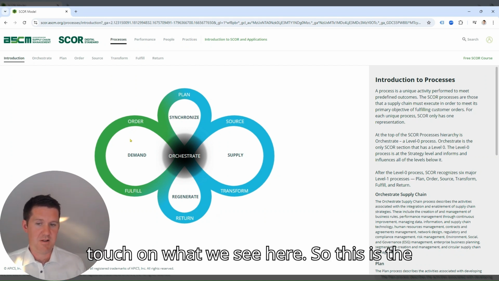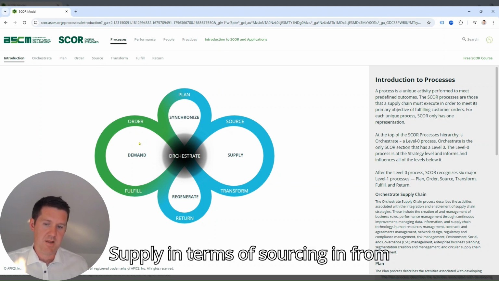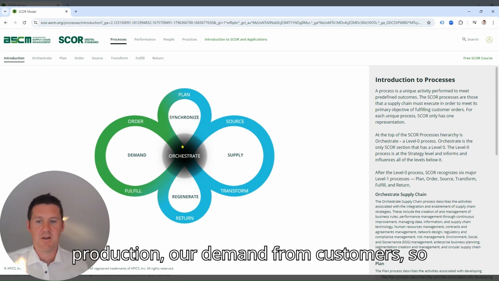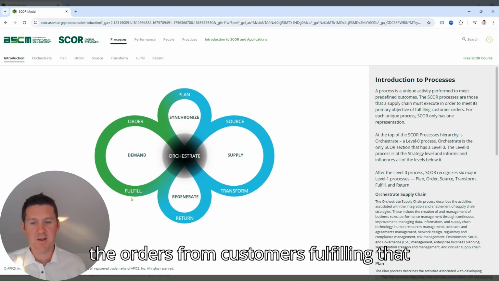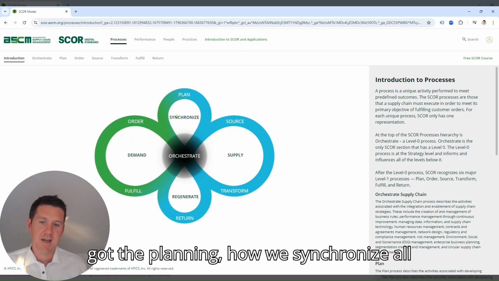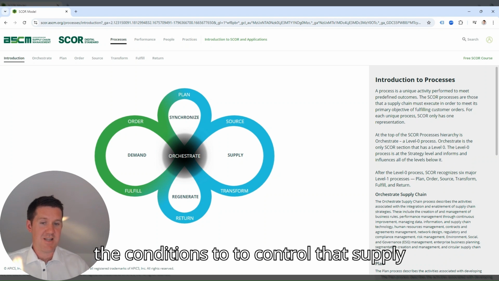and just to touch on what we see here. So this is the SCOR model, which covers supply in terms of sourcing in from external suppliers, transform, internal production, our demand from customers, so the orders from customers, fulfilling that demand. We've got the return leg, we've got the planning, how we synchronize all that, and the orchestrate around creating the conditions to control that supply chain.